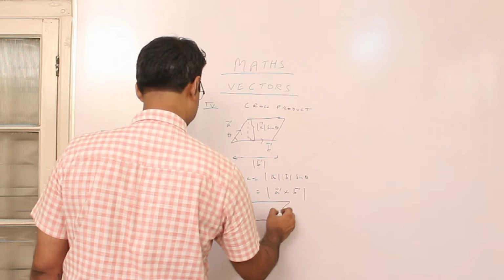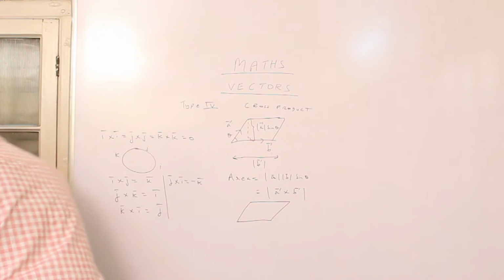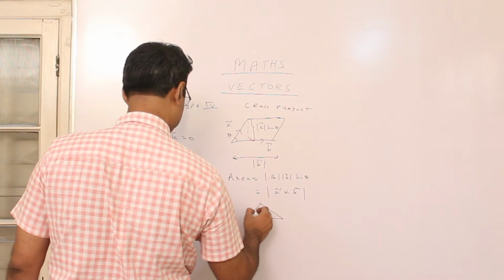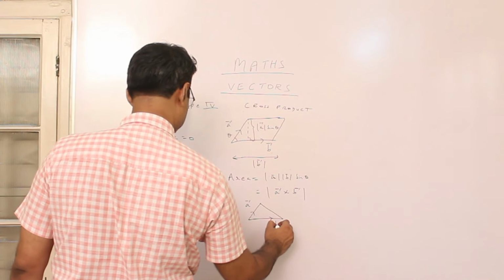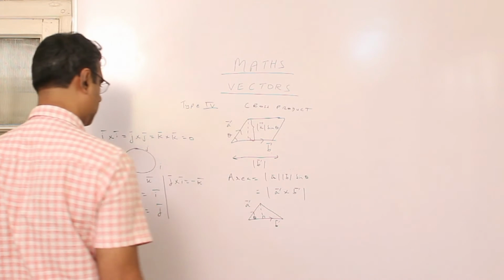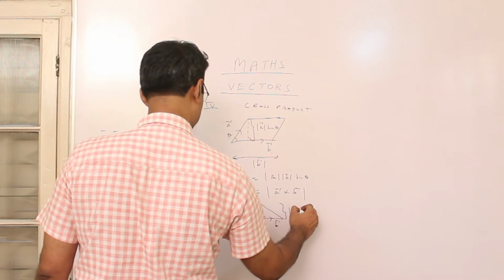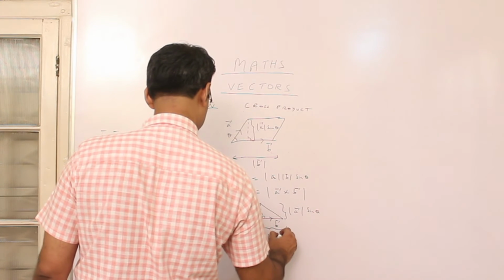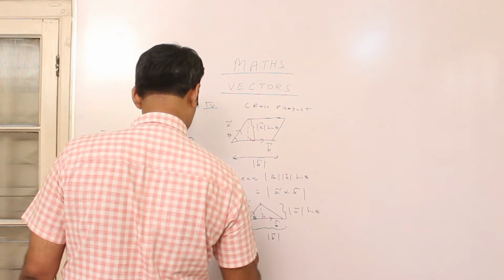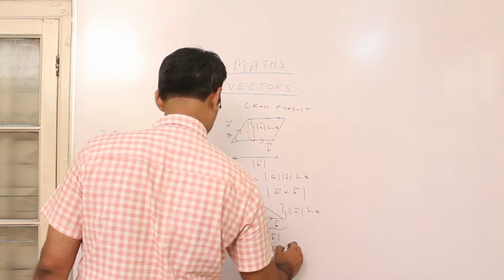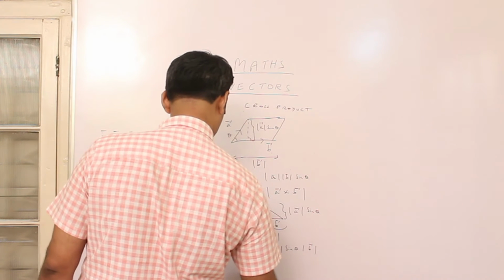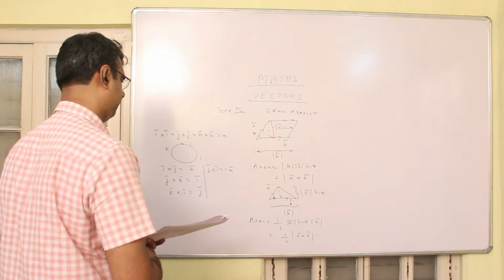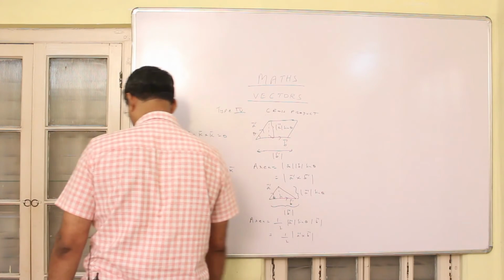Another thing, suppose you have a triangle in which one side is vector A, another side is vector B. If you draw the altitude, you can easily see that the length of the altitude will be modulus A sine theta, and the base will be modulus B. So the area of the triangle will be half modulus A sine theta into modulus B. So it will be half modulus A cross B. So the area of the triangle is half modulus A cross B.